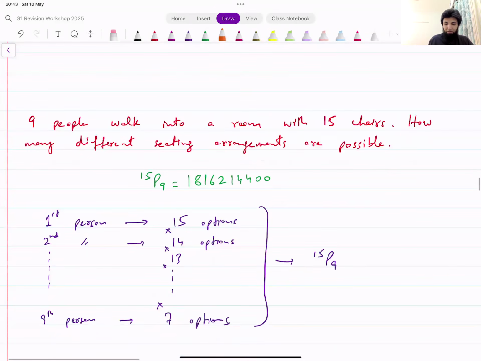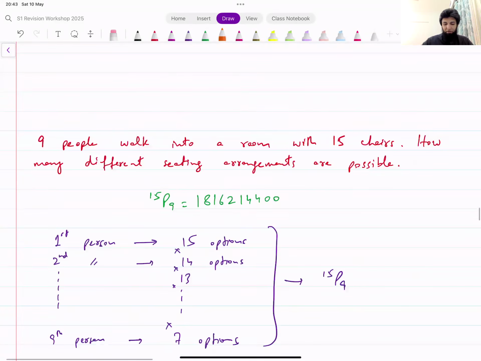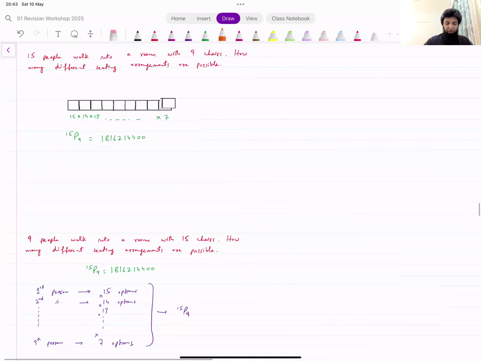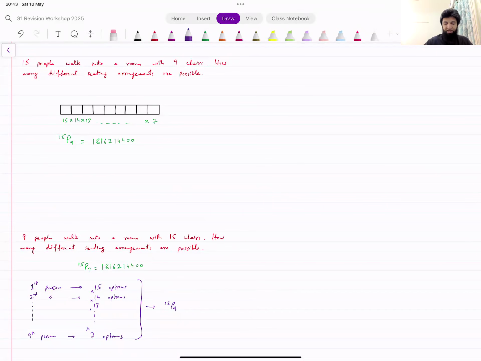If we have 9 people and 15 chairs, so it's the other way around now. 9 people and 15 chairs, and we have to arrange these people. We just change our perspective.